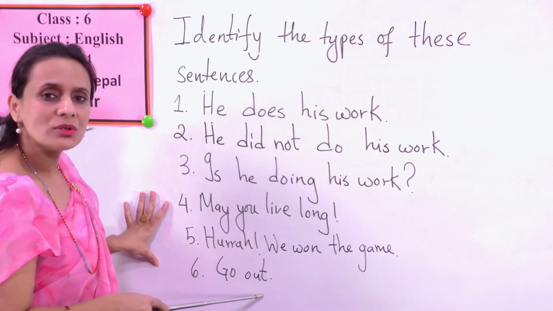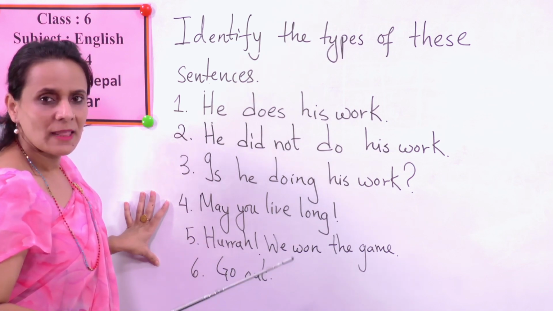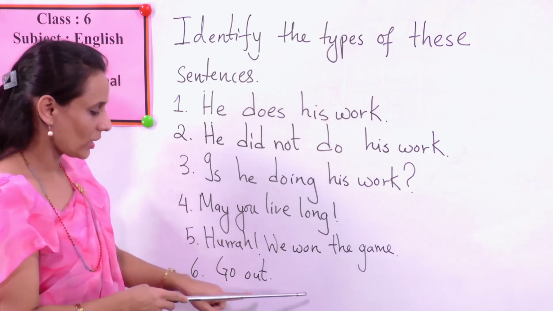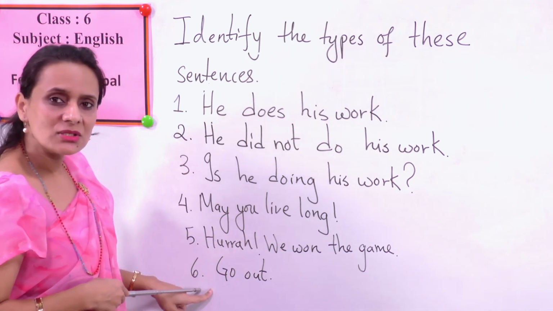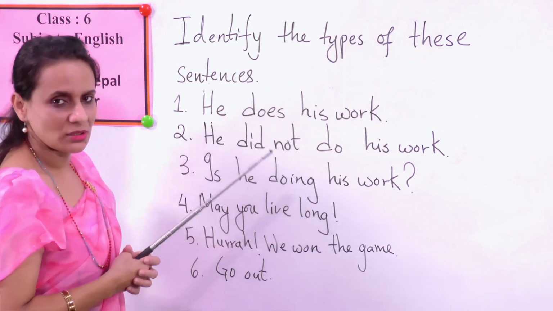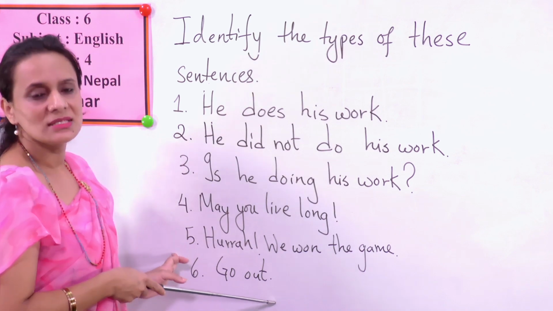And go out is? Go out. We did it at last. It is an imperative sentence. Okay, it starts with a verb also, isn't it? And someone is ordering someone to go out also. Okay. These are the different types of sentences.